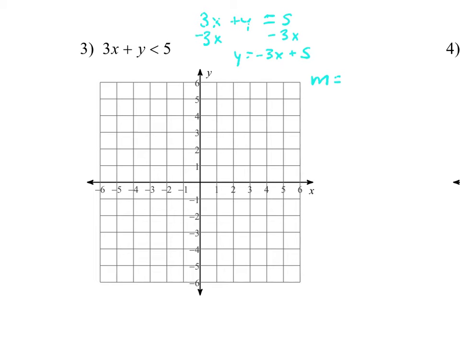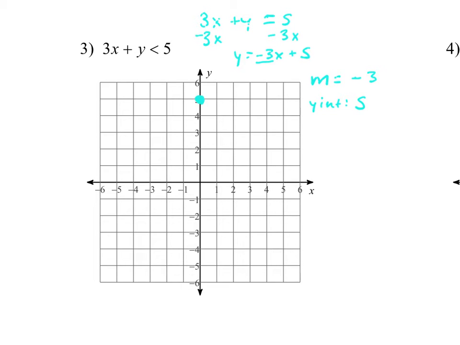So we're going to put a dot at 5 on the y-axis. Now our slope, we always want it to be in fraction form. So we're going to put this -3 over 1. That way we can see our rise over run. Anytime we have a whole number as our slope, we want to put it as a fraction. So we just put that number over 1 so we can see our rise over run.